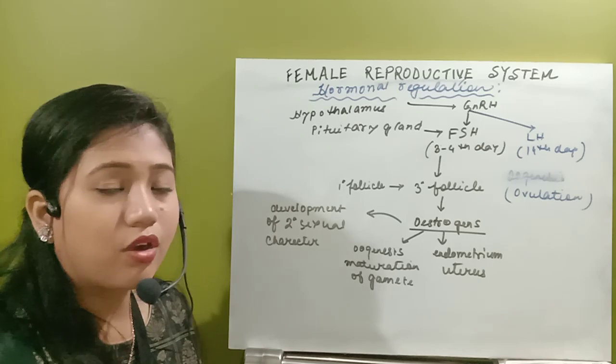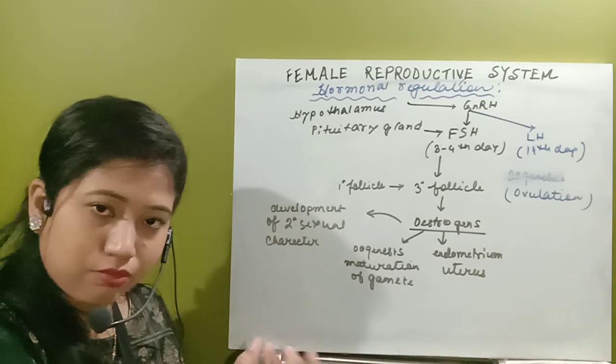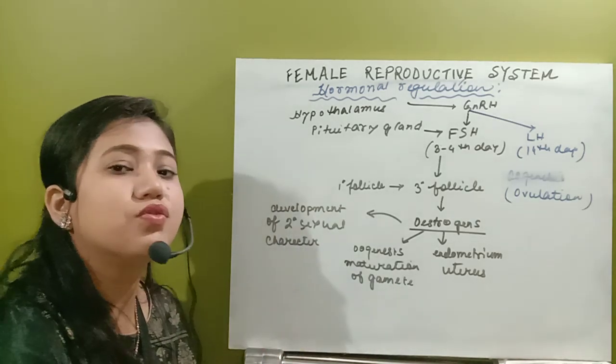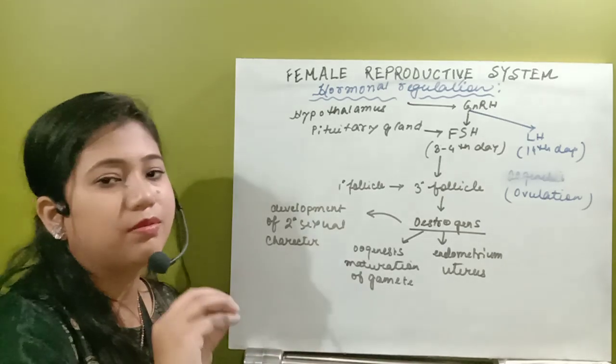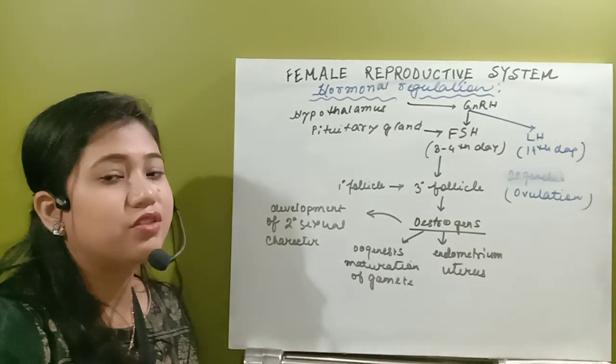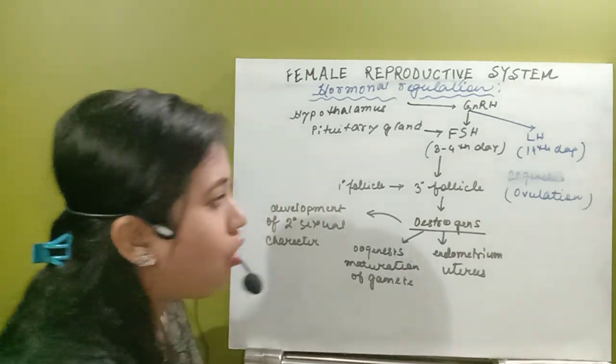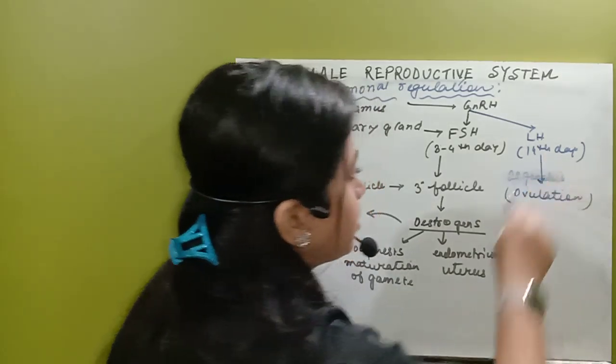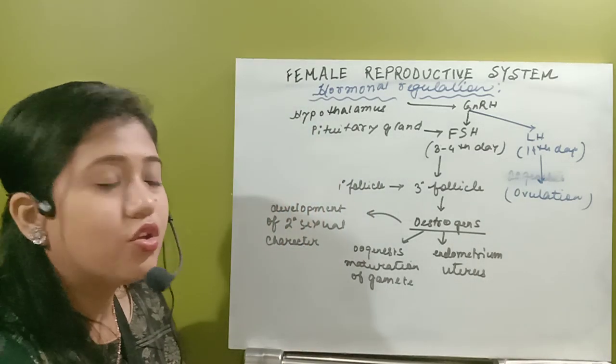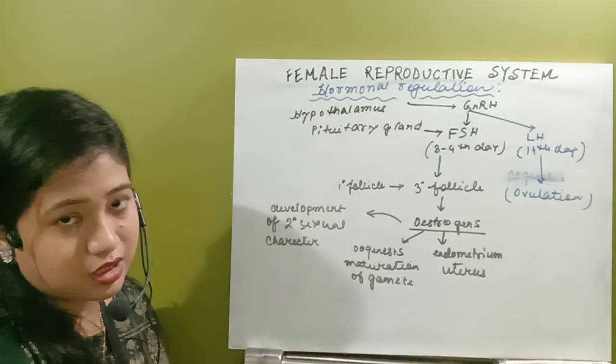Ovulation means the formation of the secondary oocyte, and that secondary oocyte will be popped outside the ovary and it will be caught by the fallopian tube. That is known as ovulation. So that ovulation process will be stimulated by this LH hormone, and this will occur on the 14th day.